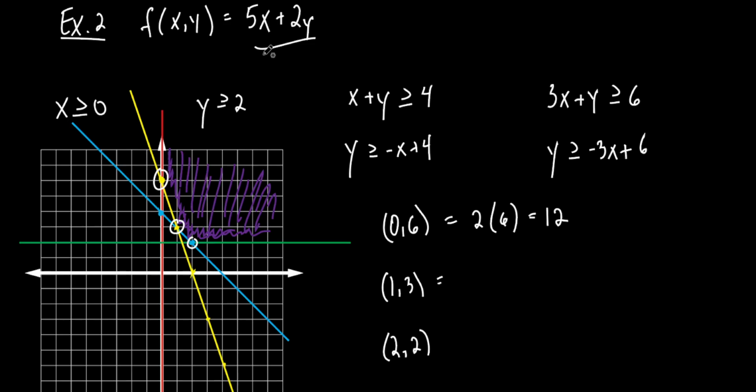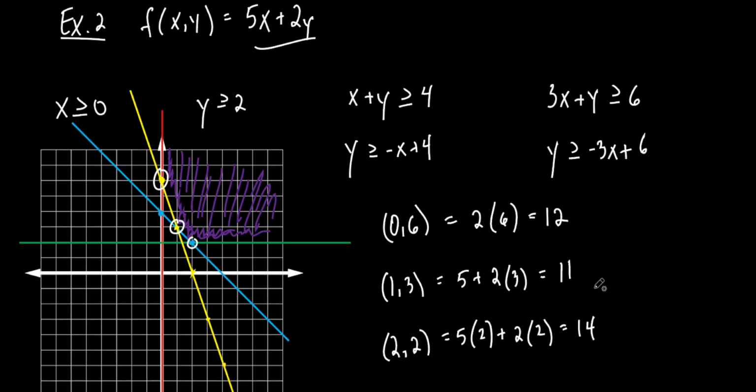Let's put in 1, 3. So 5 times 1 is 5, plus 2 times 3 is 6. Can we do that in our head? 6 plus 5 is 11. Let's do one more. 2, 2. So 5 times 2, you could just do that in your head, but I'm going to write it down. 5 times 2 plus 2 times 2. That's 10 plus 4, which is 14.